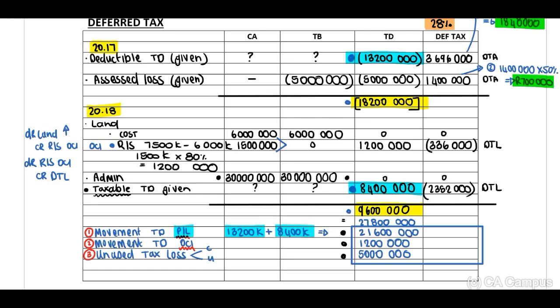Now we need to times the movements by 28%. This is 6048,000. We know the movement in our temporary difference OCI 336,000, deferred tax liability, and 14,000,000. We are now able to transfer these amounts to part B first. We are first going to complete part B, and then I'm going to complete part A.